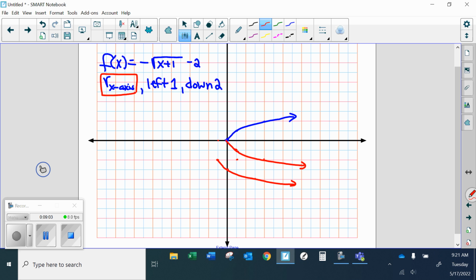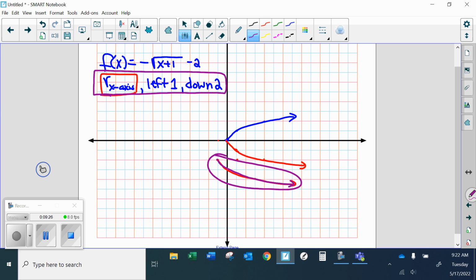Okay, and so there's my final one. Put this in purple. There's the actual answer right there. We reflected over the x-axis. We went left 1 and down 2. And there's my graph right there. So this is how you describe it in words. You have to be able to do that and be able to graph it.